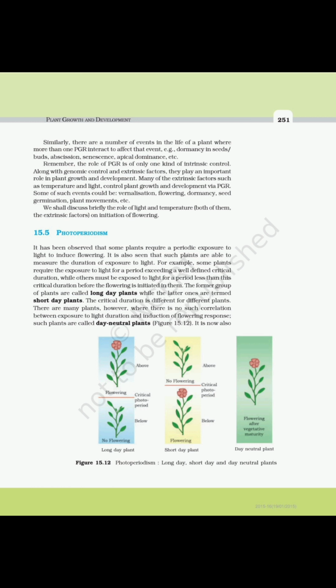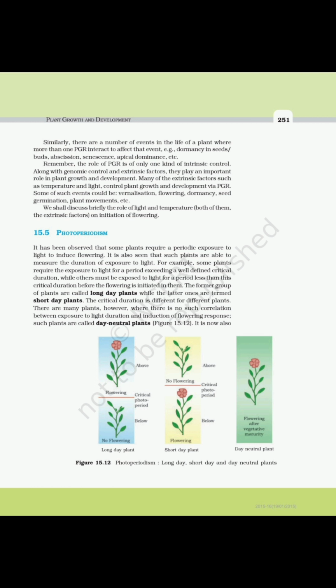We shall discuss briefly the role of light and temperature, both of them, the extrinsic factors, on initiation of flowering. 15.5 Photoperiodism. It has been observed that some plants require a periodic exposure to light to induce flowering. It is also seen that such plants are able to measure the duration of exposure to light. For example, some plants require the exposure to light for a period exceeding a well-defined critical duration, while others must be exposed to light for a period less than this critical duration before the flowering is initiated in them.